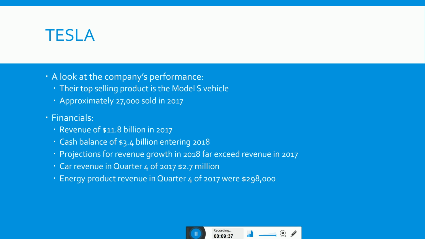So their car revenue in quarter 4 of 2017 totaled $2.7 million. And energy product revenue in quarter 4 of 2017 was 298,000. So those are the two major parts that make up this company, the car and energy products.